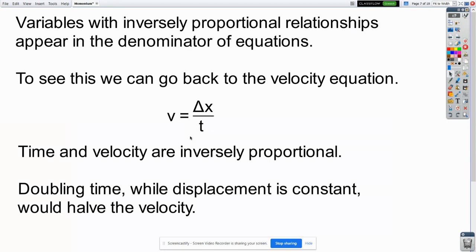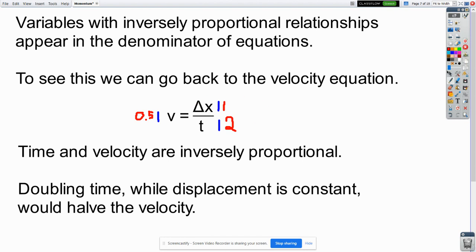Time, on the other hand, is inversely proportional because it's in the denominator. If I were to double the time, make this number on the bottom twice as big, that would affect my velocity in the opposite way. It would be half the velocity. So again, just thinking numbers, if I have a displacement of 1 and a time of 1, my velocity is 1. But if I leave that displacement the same and I double that time, I will cut the velocity in half. It'll be 0.5.